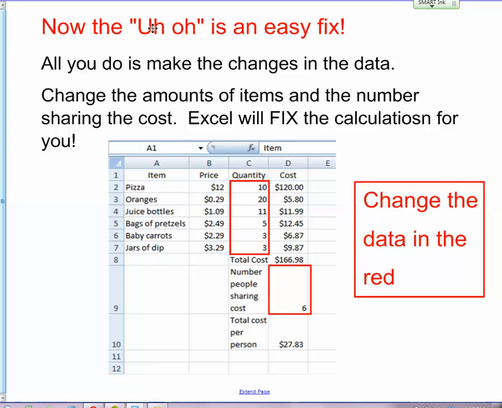And now the uh-oh was a really easy fix. All we had to do was change our quantities, and as you put 10 in for pizzas and hit enter, it automatically went from $96 to $120. As you put 11 in, it recalculated and gave you the totals. And then we didn't even need to do anything to cell D8 because it already knows to add those up because that's the formula you put in. And then all we had to do was change the number of people sharing the cost to 6, and automatically the formula is still there in cell D10 to divide, and it automatically changed that amount to $27.83 per person.